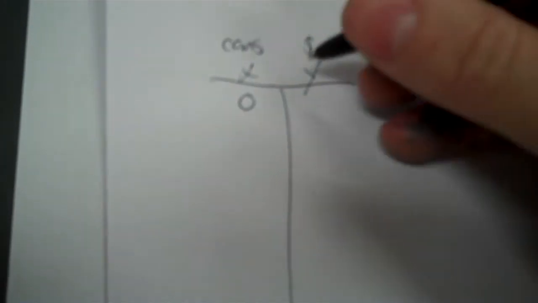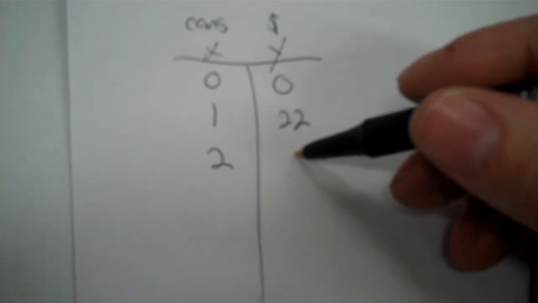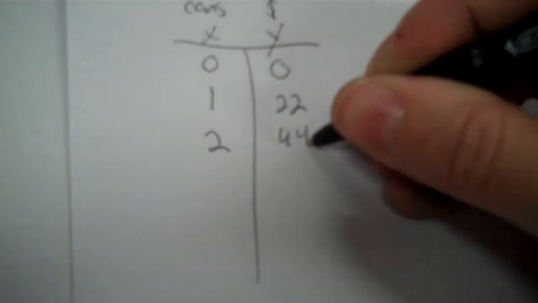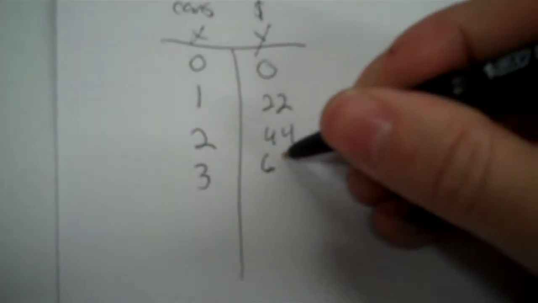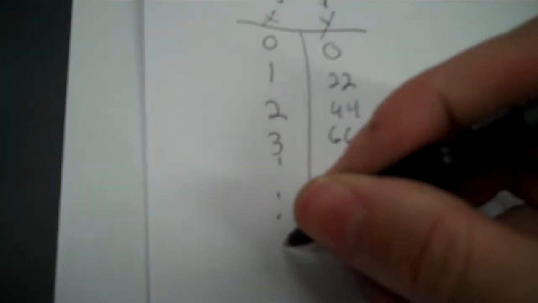I'm going to buy a coin. I buy 0 coins, I pay $0. If I buy 1 coin, I pay $22. If I buy 2, add 22 onto that, that's 44. If you buy 3, you add 22, that's 66. Then I make continuation dots. The limit's 8, but it's 8 coins. Okay, go put it under coins.